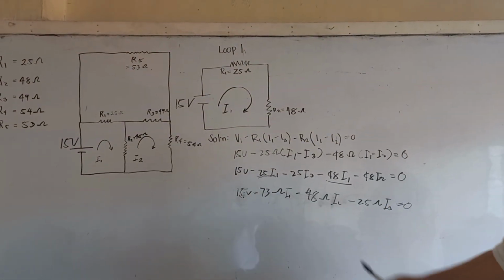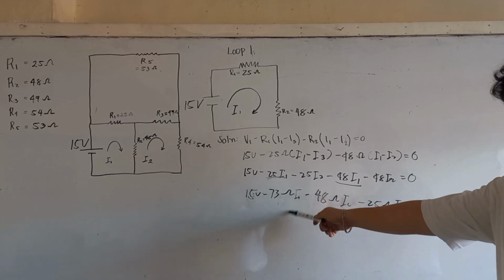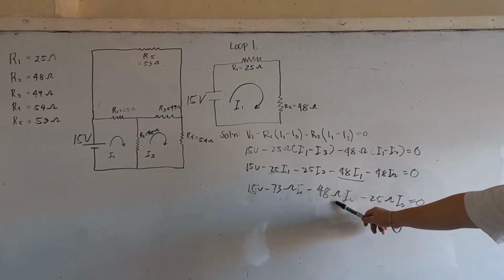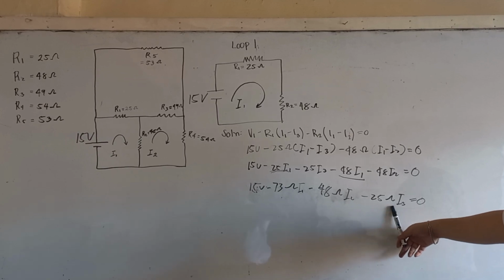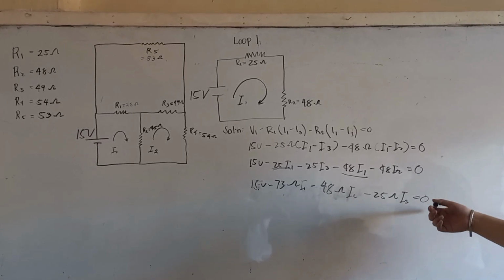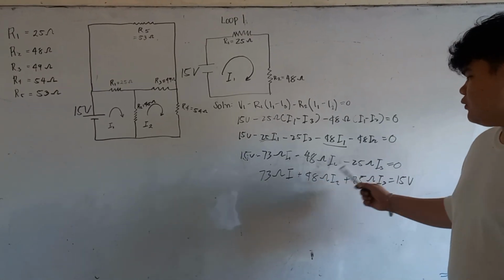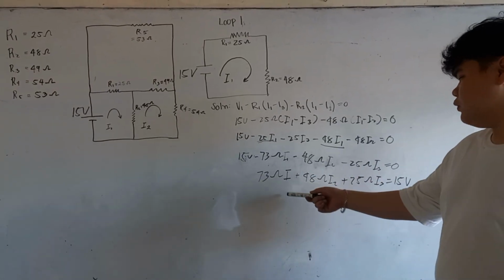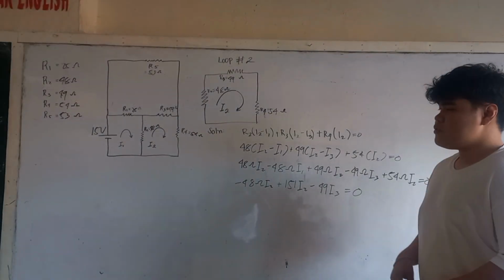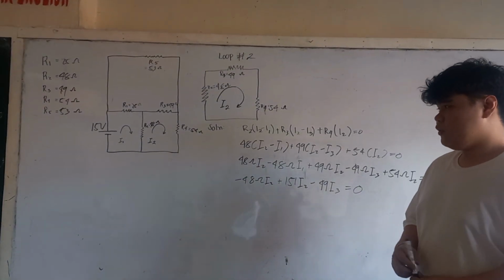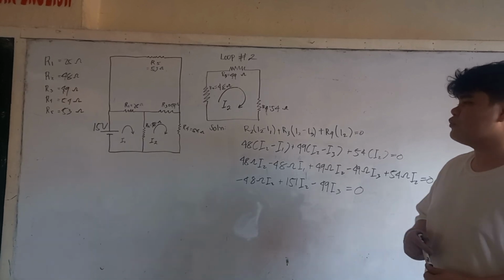After adding both I1, we have 73 ohms for I1 and 48 ohms for I2 minus 48 ohms for I3 equals 0. So after transposing, it equals 15 volts. After solving for loop number 1, we now move to loop number 2.